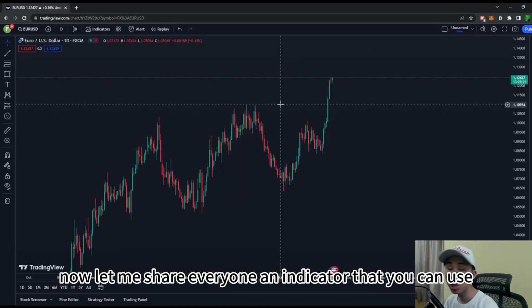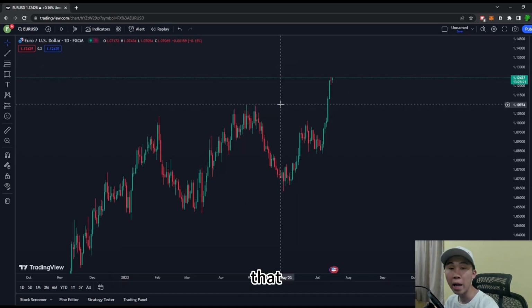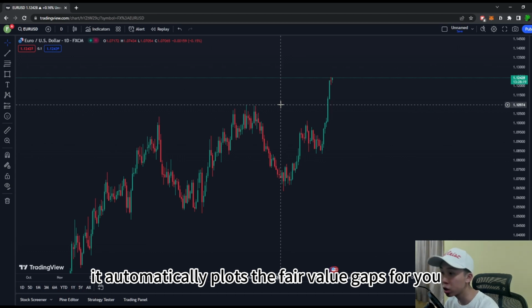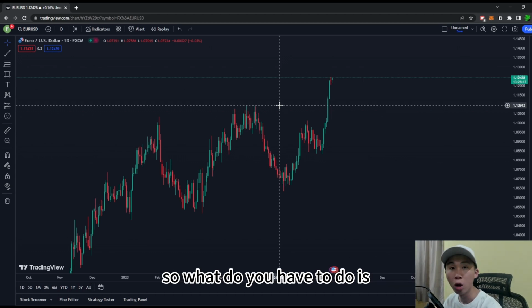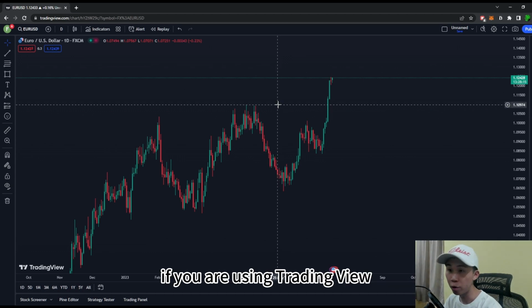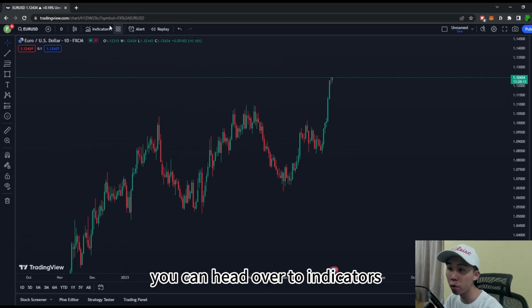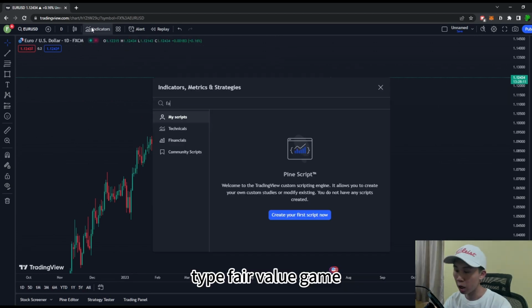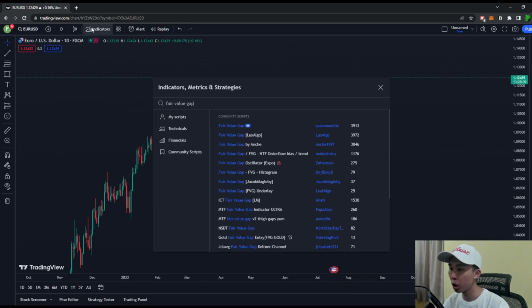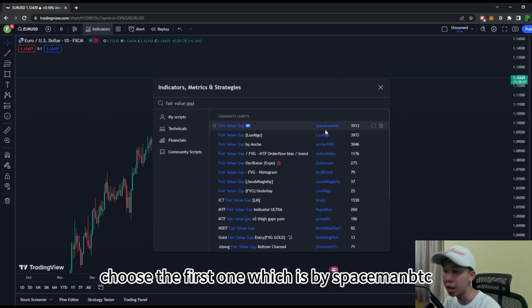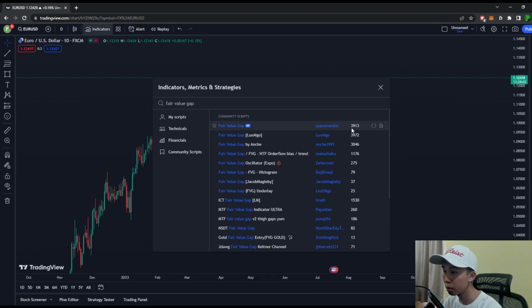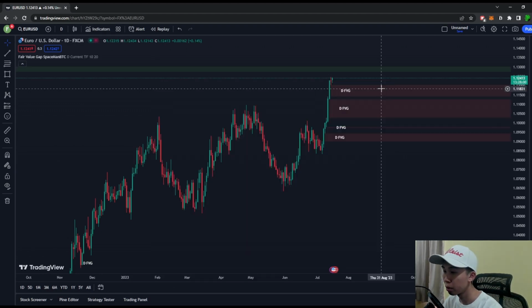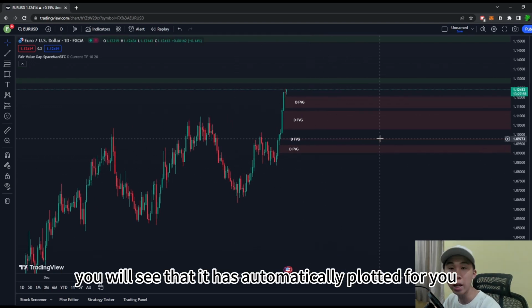Now let me share with everyone an indicator that you can use that automatically plots the fair value gaps for you. What you have to do is, if you are using TradingView, you can head over to indicators, type fair value gap. Choose the first one, which is by Spaceman BTC. You will see that it has automatically plotted for you.